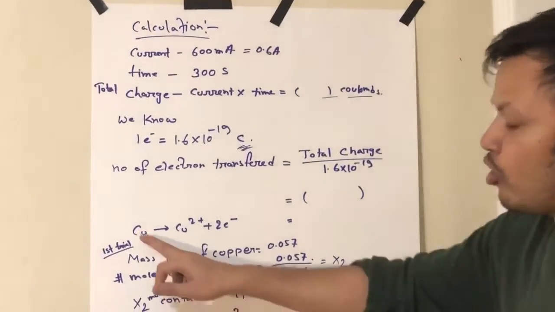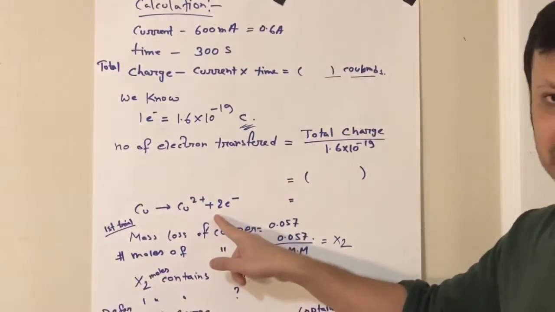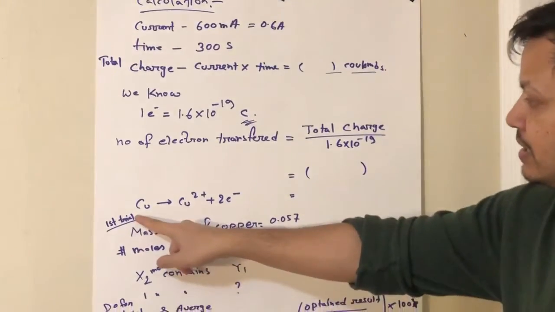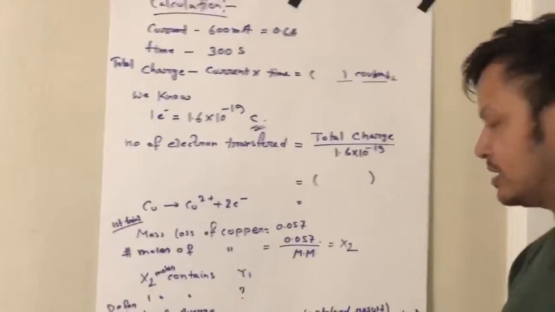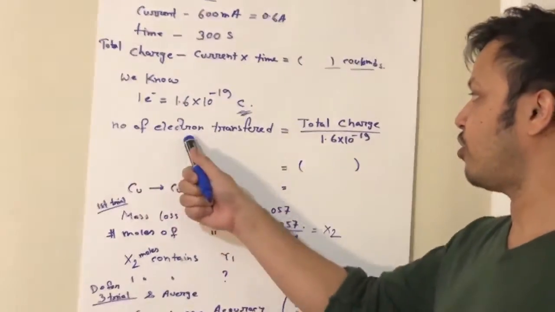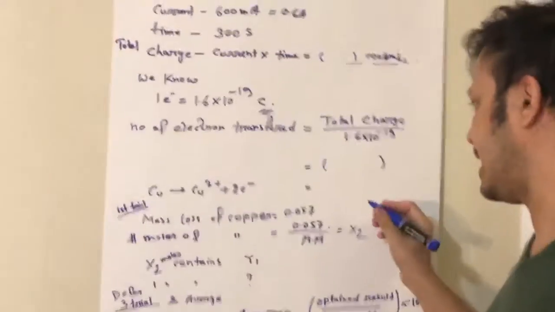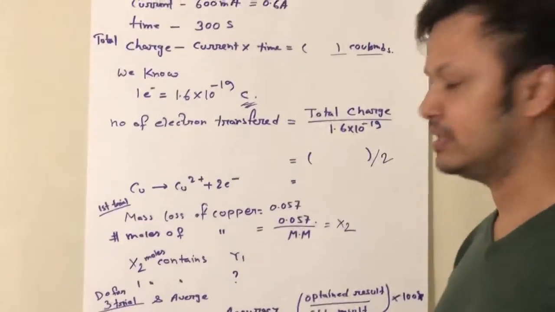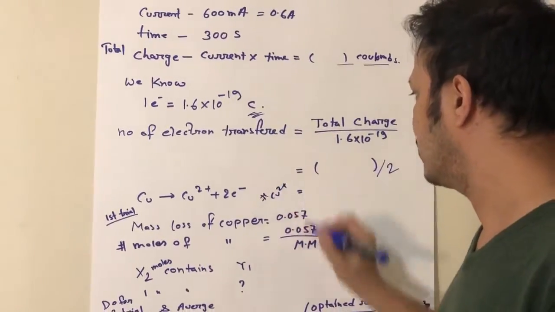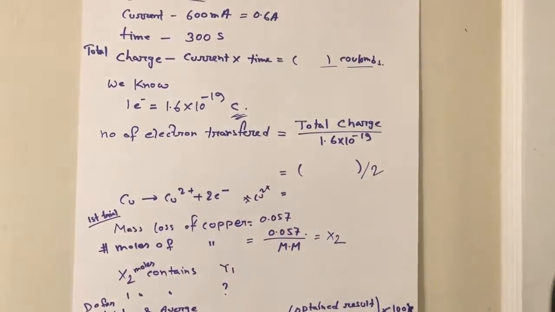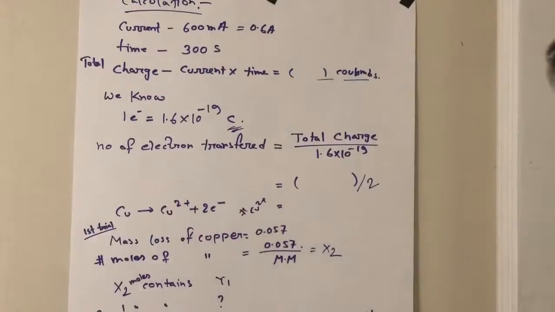But 1 copper can transfer 2 electrons. Try to understand, 1 copper can transfer 2 electrons. So what is the number of copper? To find out the number of copper ions formed, you have to divide the whole thing by 2. Then you will get the number of copper ions.